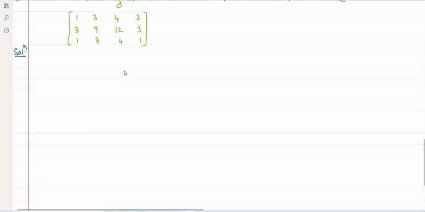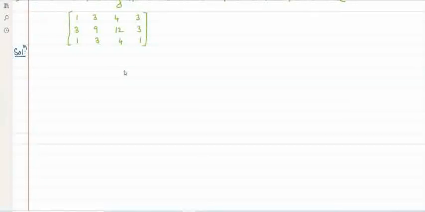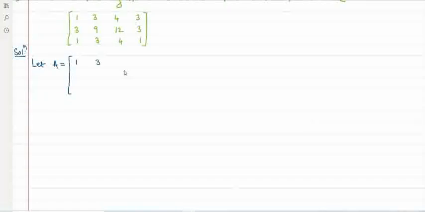Okay. So I will denote the given matrix as A. So let A be equal to the given matrix: A is equal to the matrix 1, 3, 4, 3; 3, 9, 12, 3; 1, 3, 4, 1.